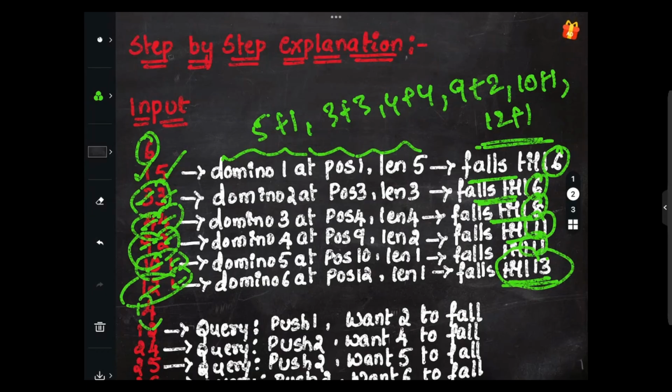Now we have been given 4 queries as well. This is query 1. You can represent them as query 1, query 2, query 3, query 4. So we are pushing 1.